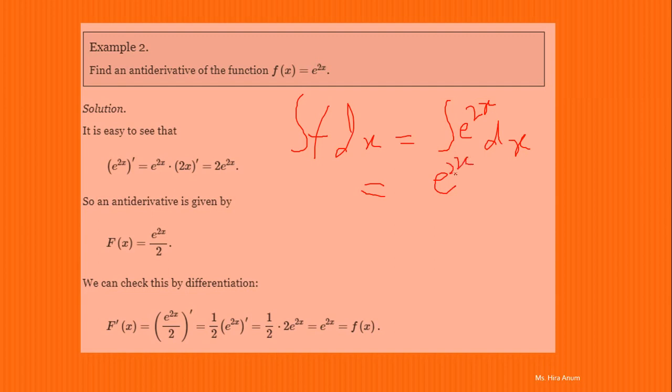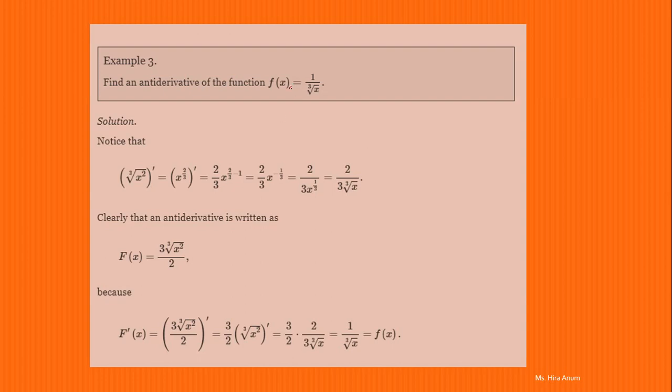The integral value is the same as for the exponential: the integral of e^x is e^x. But here you have 2x, so you divide by the 2, and it becomes plus c. This is the integral of f of x equals e power 2x.